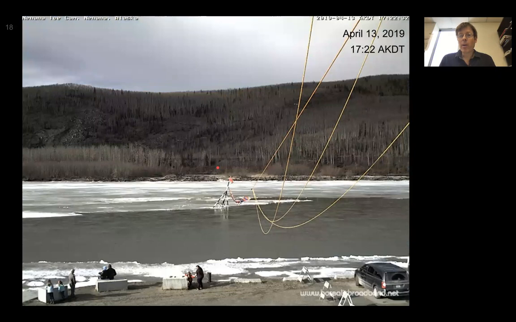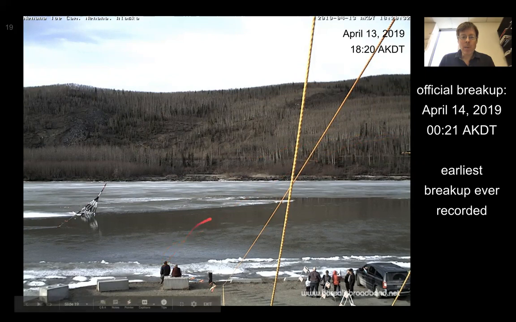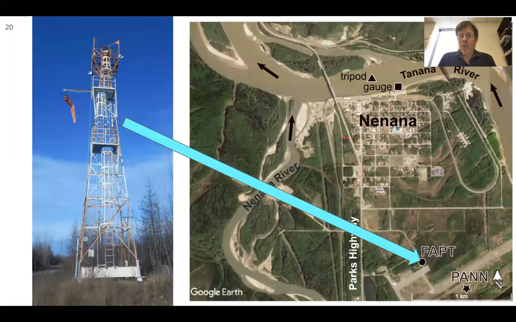This shows getting very close to breakup, the evening of breakup, 5:22 Alaska time. You can see that there's some water on top of the ice. The tripod is tipped, but hasn't gone the distance to be official. This shows that at 6:20, still not official, but then midnight that night was the earliest breakup ever recorded. And note the people, it's sort of a thing to do. It's come down and watch breakup happen. It's not usually that dramatic, but you can see in these photos, different people checking things out. So that's the tripod here.